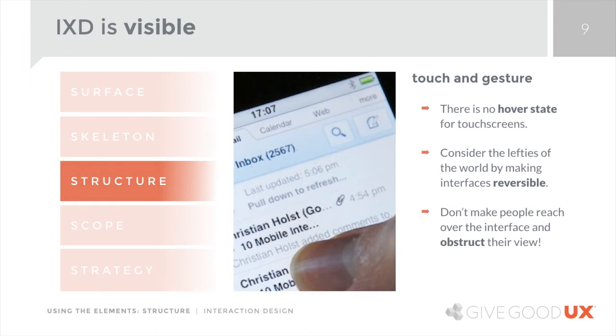And whether a person is left or right-handed, you don't want to make them reach over the interface and obstruct their view. There are certainly a lot of interfaces that I've used, both on my phone and my tablet, where even though I'm right-handed, I find myself covering 20% of the screen with my hand in order to reach something. Okay, that's bad design. You're not thinking about where the person's hand is on the screen. That's a really, really important consideration, because anything I can't see, I can't interact with.